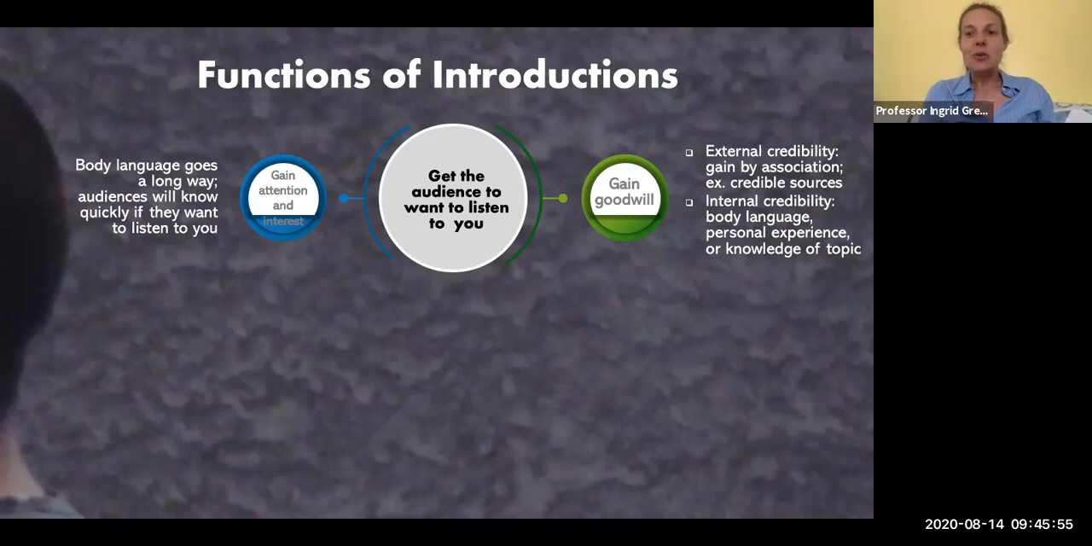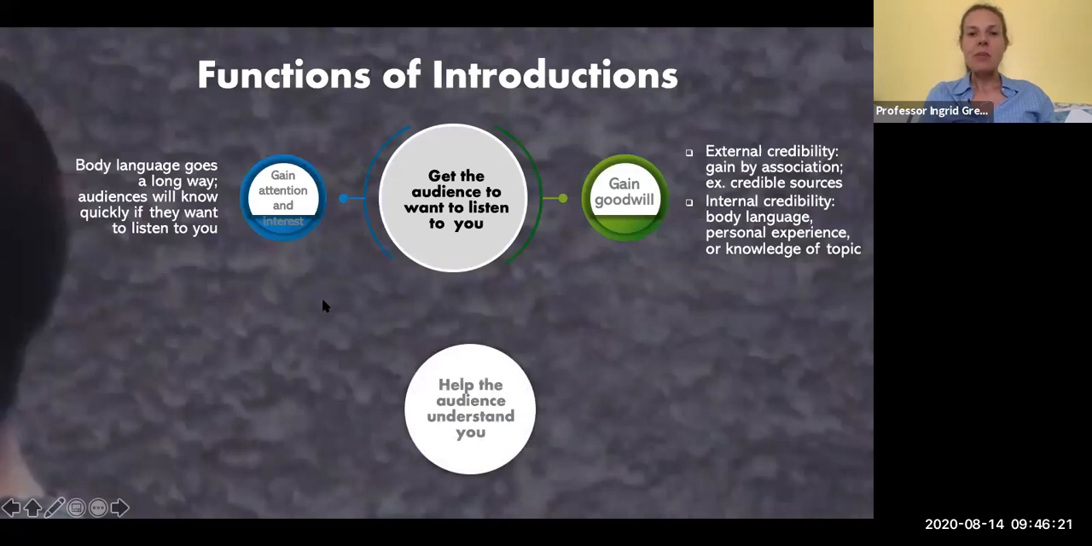The next part is the internal credibility, which goes such a long way and is super easy. This is your body language. This is your personal experience or knowledge of the topic. That's why I encourage people to choose topics that are really important to them, important to their heart, because when they speak about it, they will be enthusiastic and then the audience will be enthusiastic to listen to them. So think about those as you go through and choose your topic. The internal and the external credibility, both are equally important.